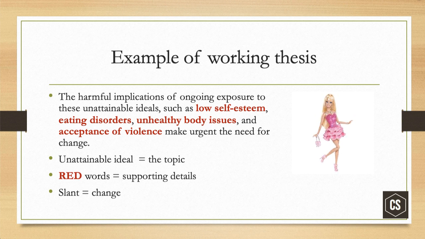And so their claims are that Barbie is an unattainable ideal. The red words are the supporting details, and the slant is the change. So I always tell students, what I'm looking for in a thesis is I want to know what your topic is, what your slant is, and by slant, I mean what's your take on this particular topic, and then what's your supporting evidence.